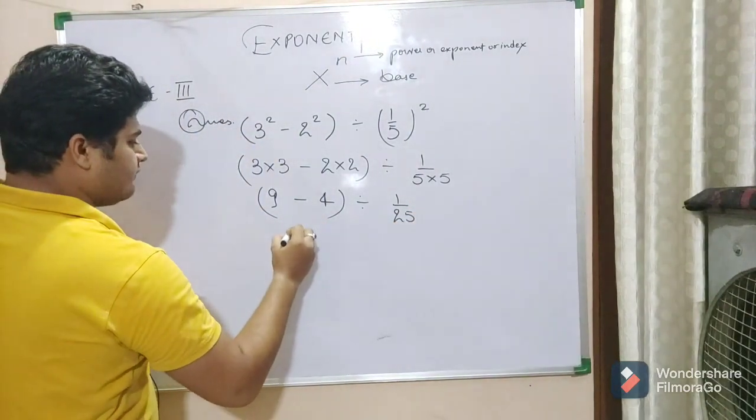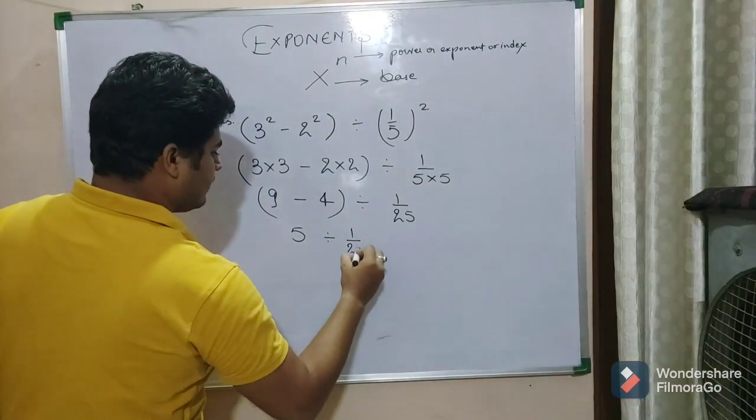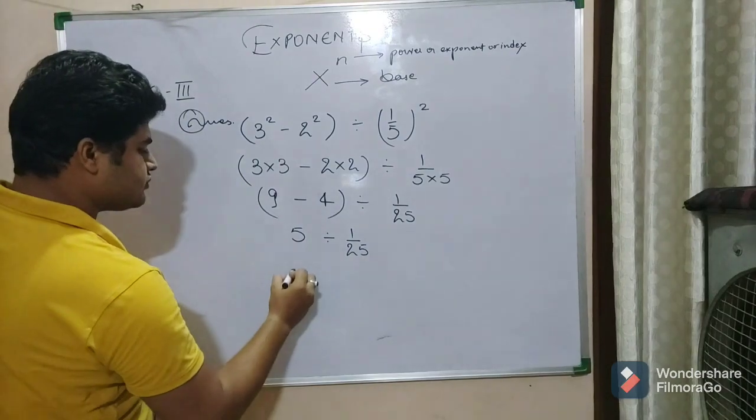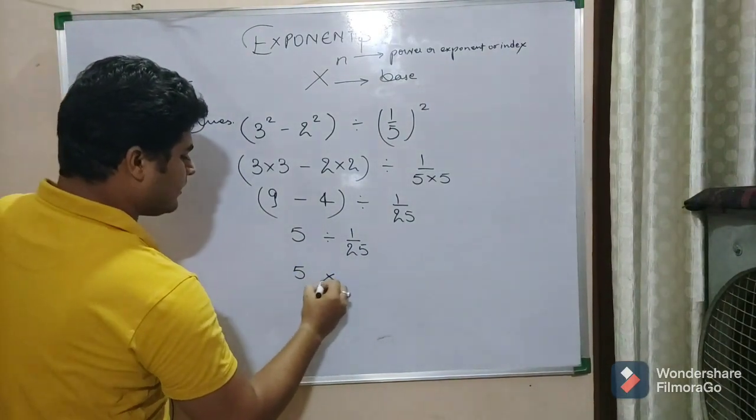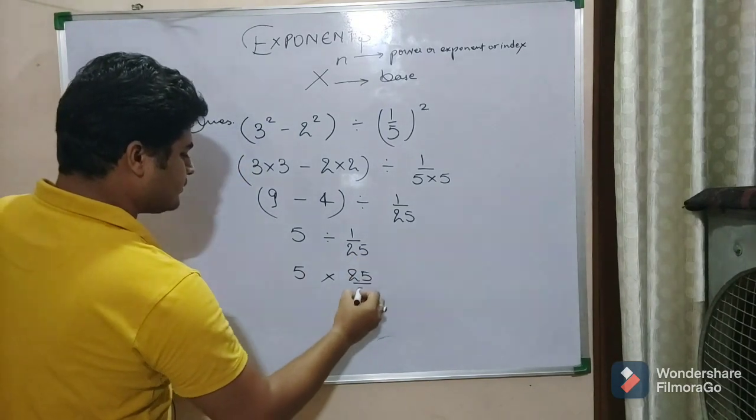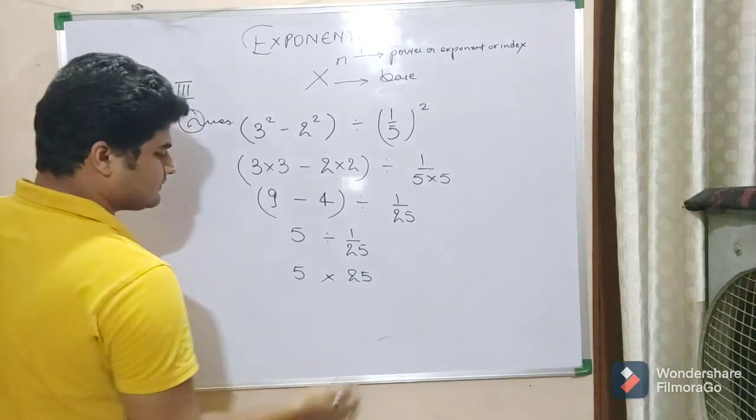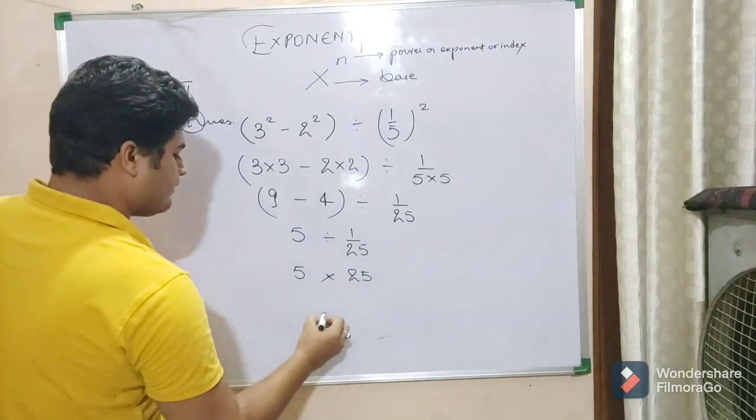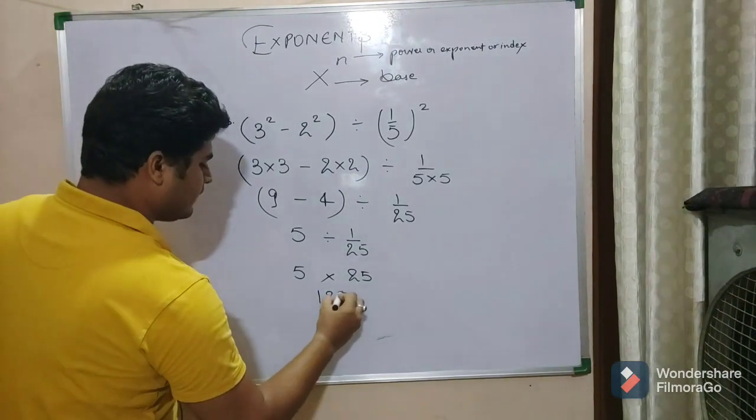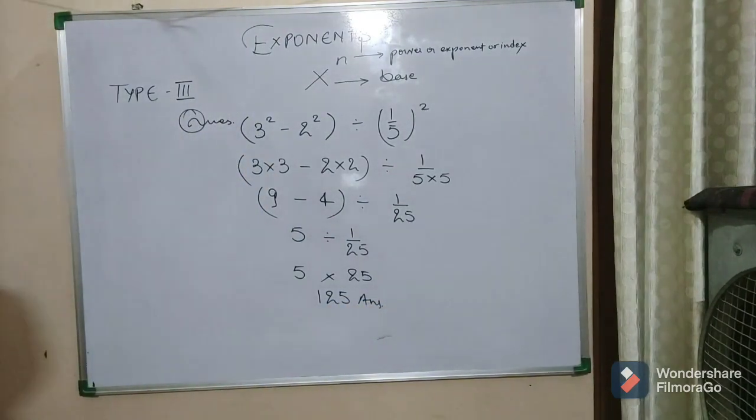9 minus 4 will give you 5. 5 divided by 1 by 25. Now you will change the sign of division to multiplication. So you will do the reciprocal of the next fraction, 25 by 1, upon 1 means nothing over here. So 5 into 25 will give you 125, and that will be your answer.